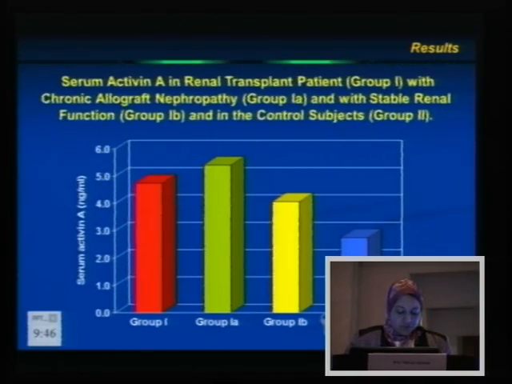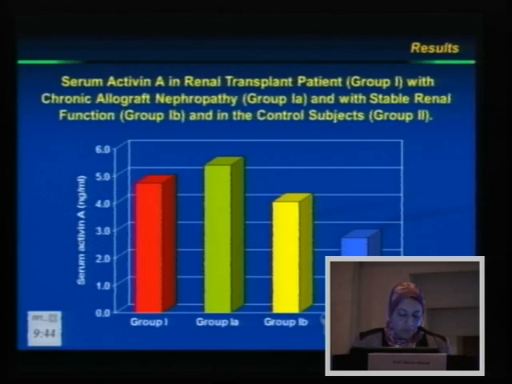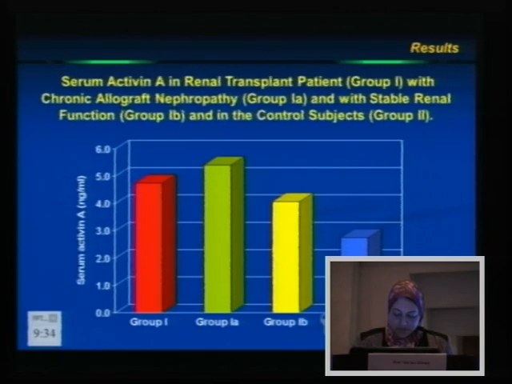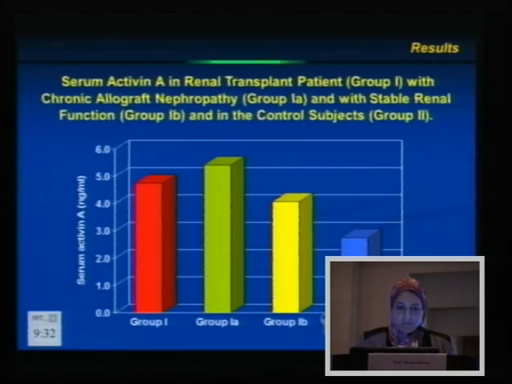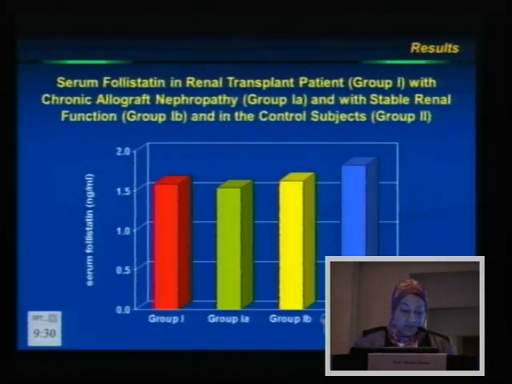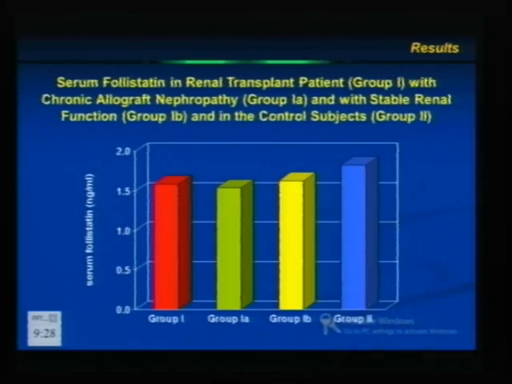The result of the present study demonstrated that both groups of patients showed significant increase in serum activin A than the controls. Also, serum activin A was significantly increased in patients with CAN than in patients with stable kidney function and the control. Serum follistatin showed no significant change in different groups.